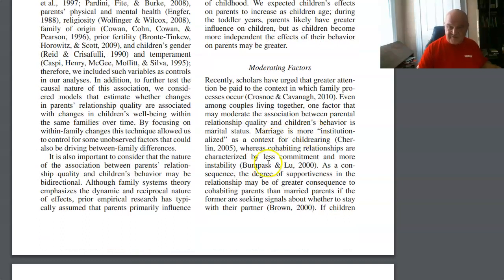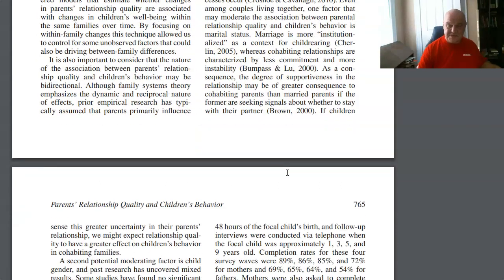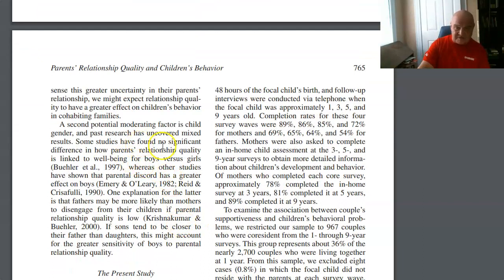Marital status is more institutionalized as the context for childbearing, whereas cohabiting relationships are characterized by less commitment and more instability. Okay, whether we like that fact or not, it's been measured with some degree of empirical veracity, we call it. Okay. A moderating factor is child gender. Research has uncovered mixed results.